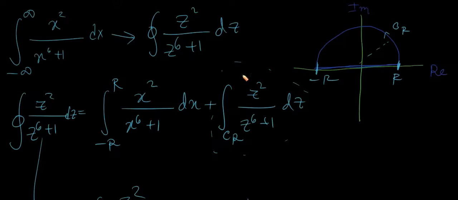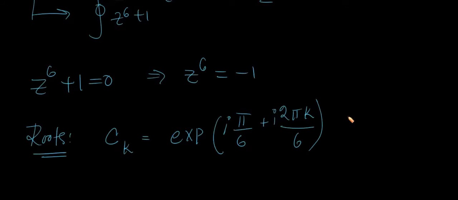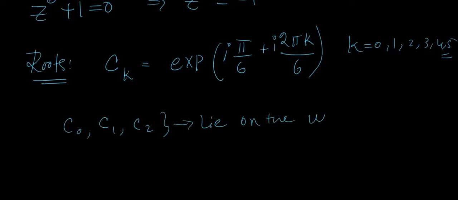Now since we are considering the upper half plane, you need to find out which roots lie in the upper half plane, and the way to do it is just to see the angle or the y component, whatever you like. Since this is a 6th order polynomial, it should have 6 roots, and they should correspond to k equals 0, 1, 2, 3, 4, 5, right? And if you do the calculation, you will see that only c_0, c_1 and c_2, these three, lie in the upper half plane.